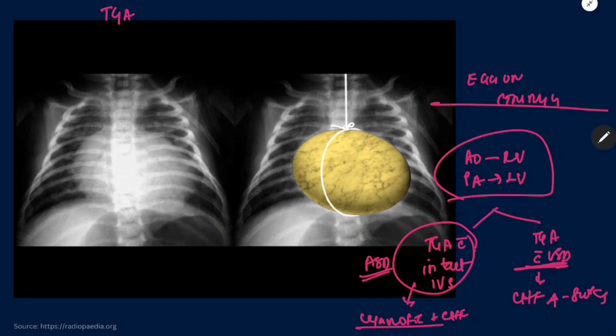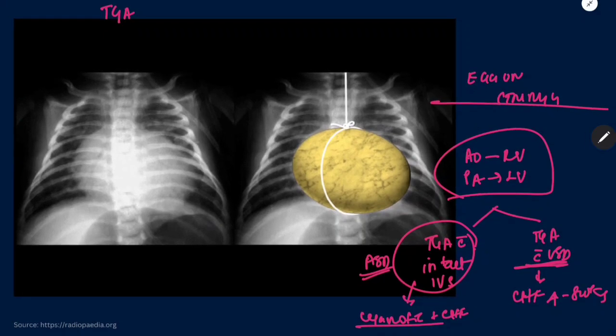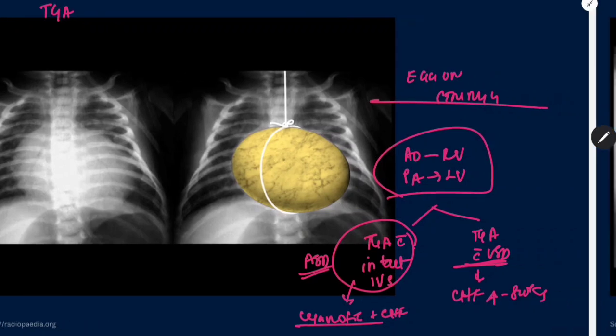Okay, next, what should we see? In TGA, what we are going to do is this arterial switch procedure, which is the definitive surgical procedure. So these are all very important.